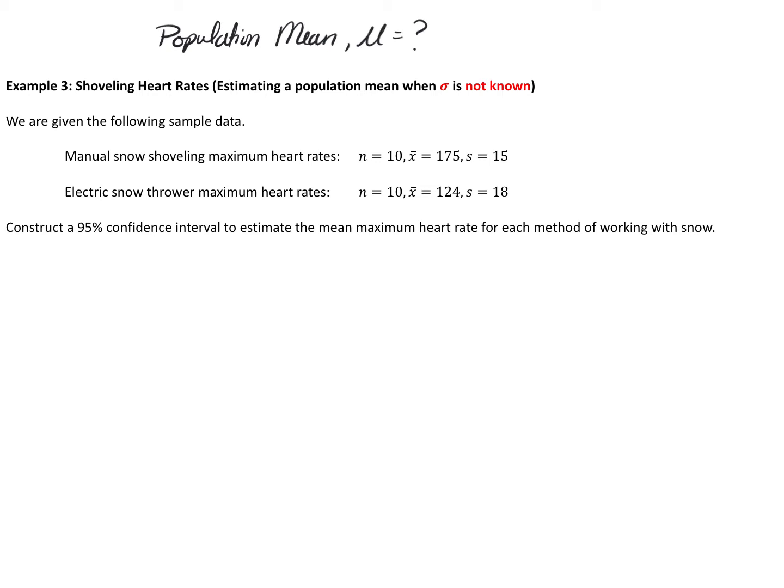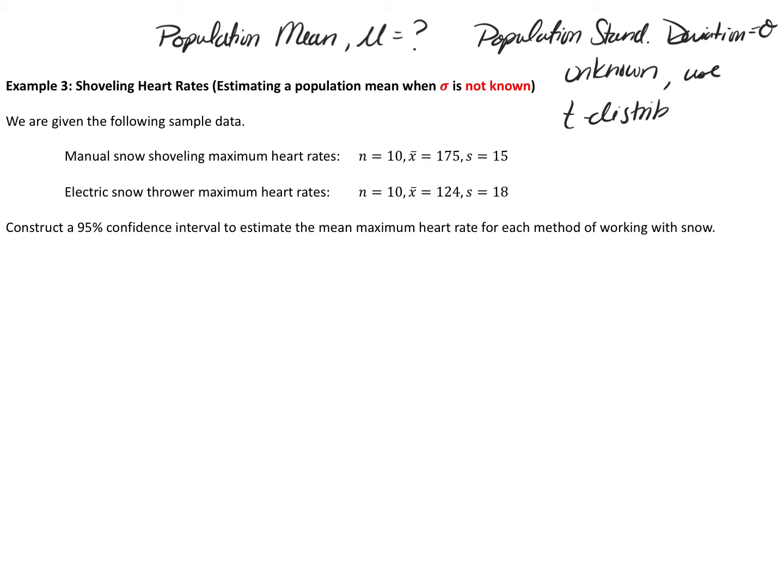And notice that in this problem, the population standard deviation, which is sigma, is unknown. So anytime that we don't know what sigma is, we must always use the t distribution. So the t distribution means we need to know our degrees of freedom, which we call df. And there's a simple formula for that, which is simply n, where n is the sample size, minus 1.